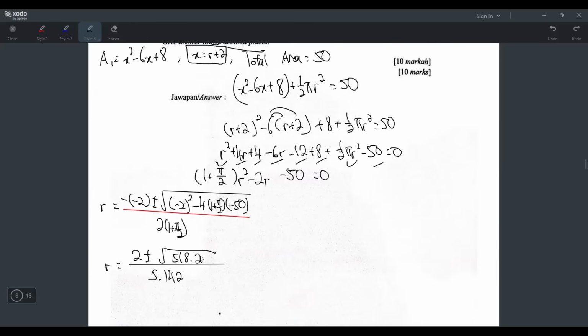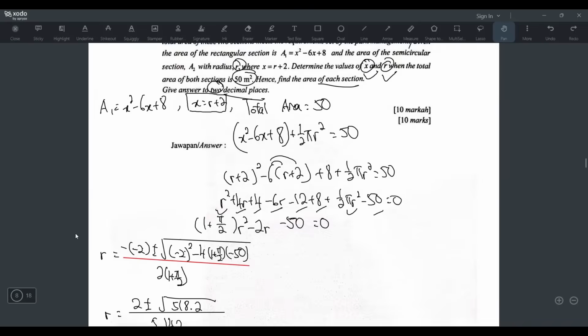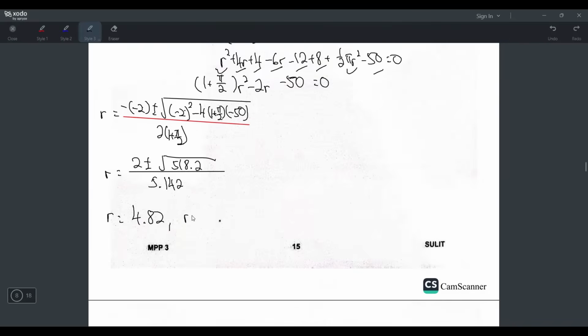So this is how it looks now. Now my next step is to find r. What is this plus minus? This plus minus means you have to have two answers. The first one you do plus, the second one you do minus. So for the first one, I will press 2 plus square root 518.2 and then divide by 5.142. Write it in two decimal places, so 4.82. Because they say two decimal places. The other one, I will press 2 minus square root 518.2, equals, and then answer divide by 5.142. This one I get negative 4.04.